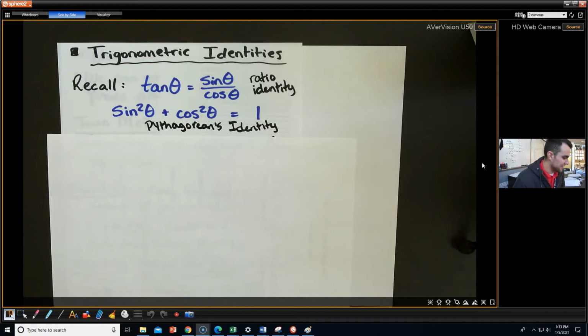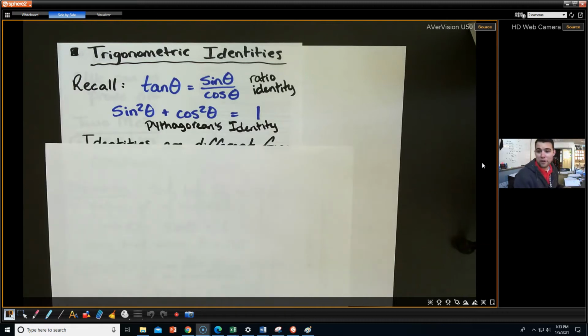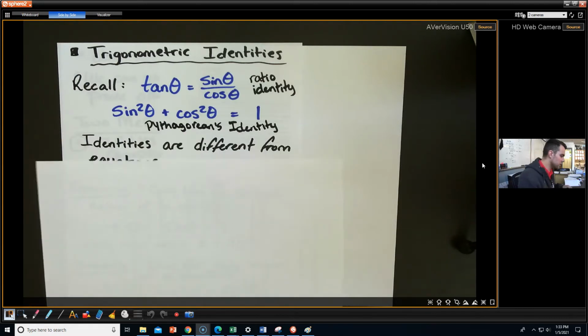And if you're curious, if you're really nailing this trig stuff, try to figure out what those other Pythagorean identities might be. It's beyond the scope of this class. You might have to look up some other trig functions because there's more than just sine, cosine, tangent. Anyway, I am getting on a tangent.